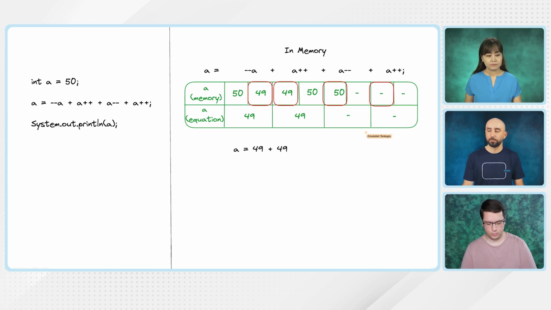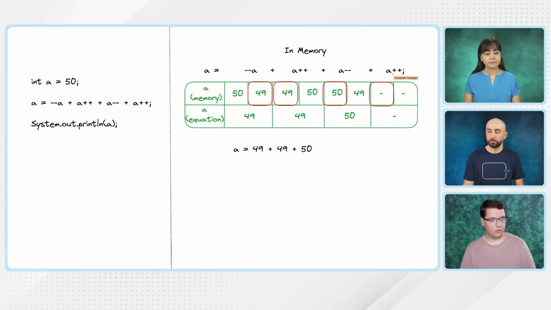So right now it's 50 in the memory. I need to use this value in my equation. So I will say here 50. And after I'm done with using this value, I can now decrease it, right, to 49.